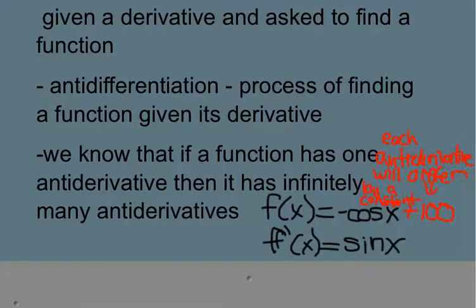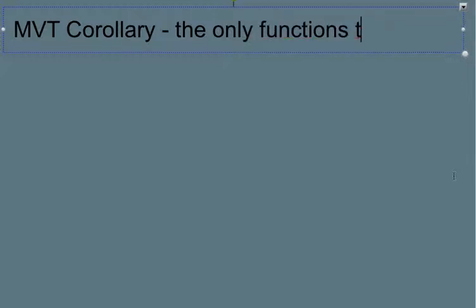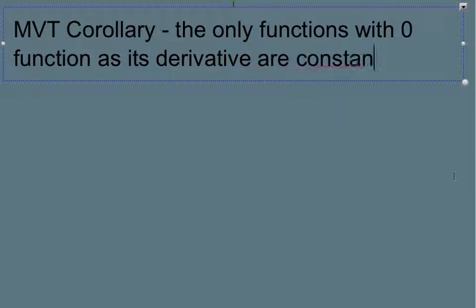Now we're going to have two corollaries. Corollaries are statements that can't stand by themselves, or they're so dependent and related to another theorem that we're not going to give them their own name. So this is a corollary to the mean value theorem. These are very important concepts that will help us as we move into integration. The only functions with 0 function as its derivative are constant functions.